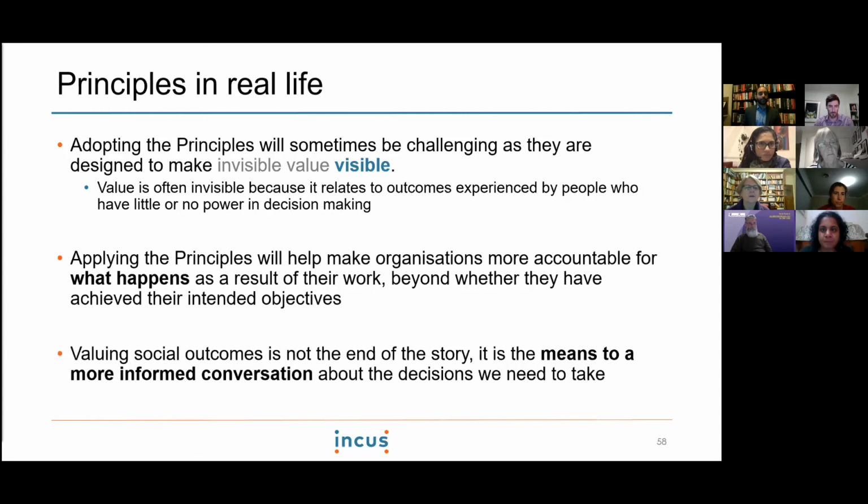And lastly, once you do this whole process, that's not the end of the story. That's not the objective. The whole idea of valuing social outcomes and determining some relative importance is to have the means to make a more informed decision and have a more informed conversation with people in positions of decision-making power about the decisions we need to take to improve the value of programs.